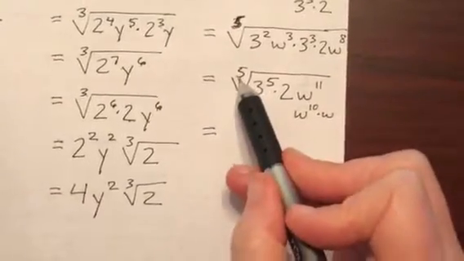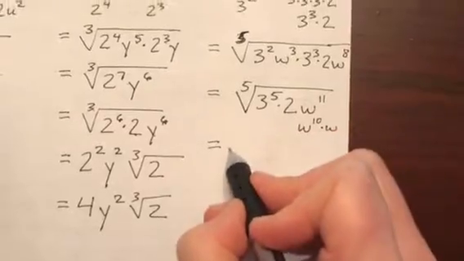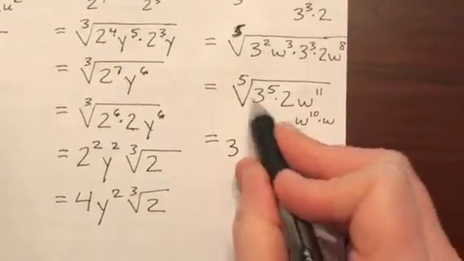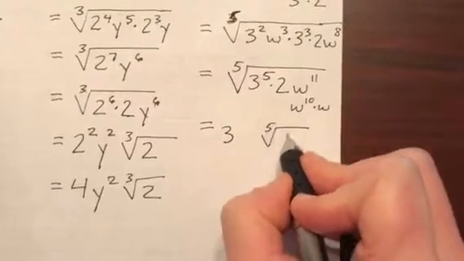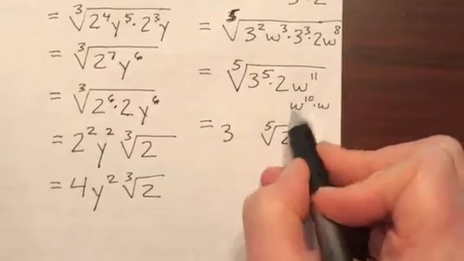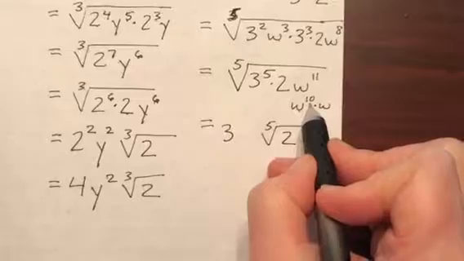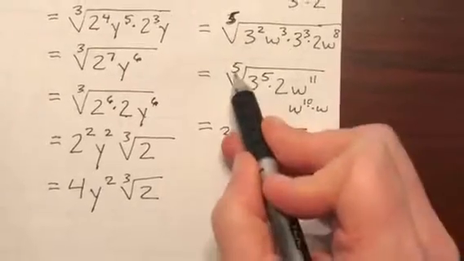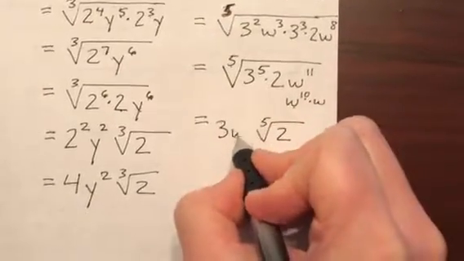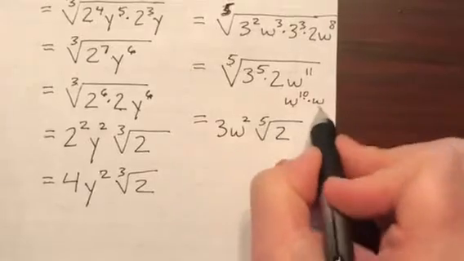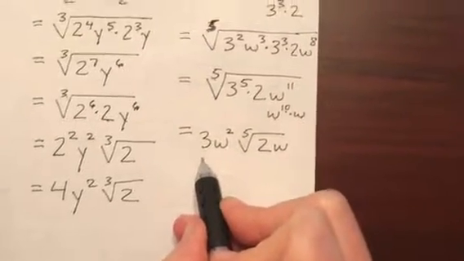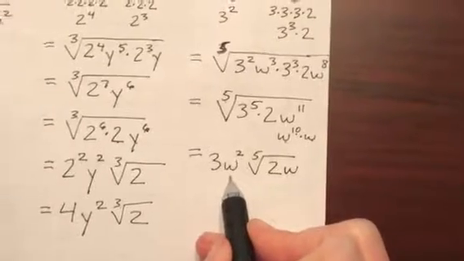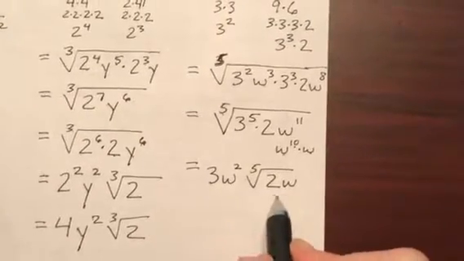So now, fifth root of 3 to the fifth would just be 3. Fifth root of 2 we'll have to leave under the radical. And then fifth root of w to the 10th, we do 10 divided by 5 would be 2. So this is w squared on the outside. And then leave the w under the radical. So our final answer for the last one is 3w squared times the fifth root of 2w.